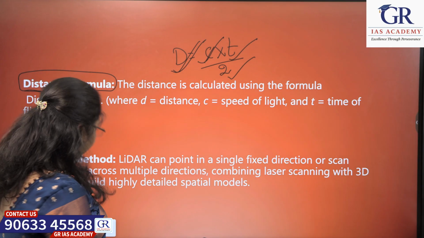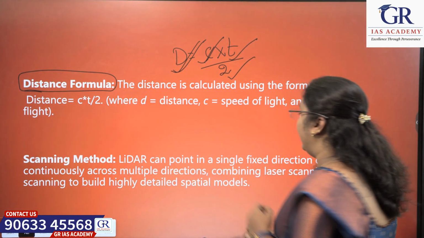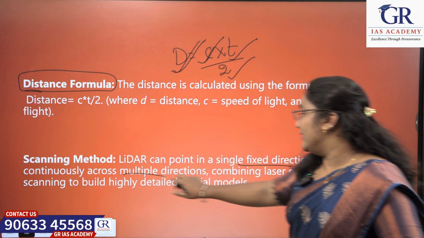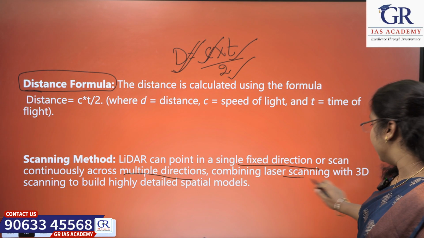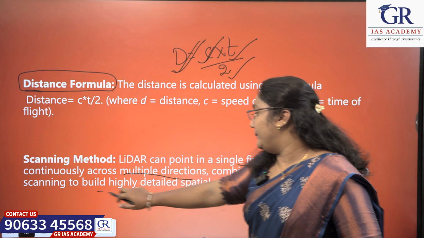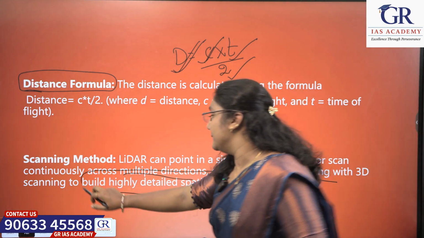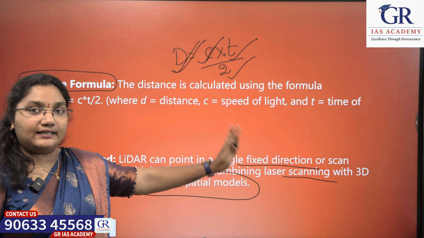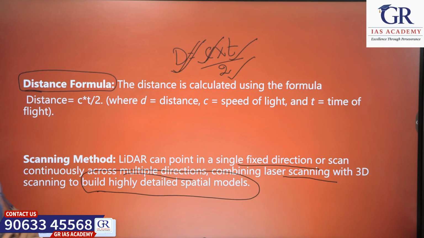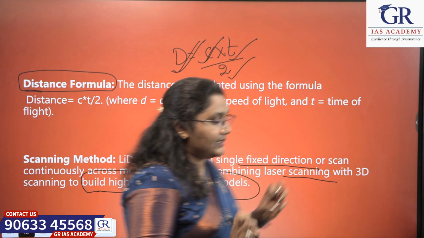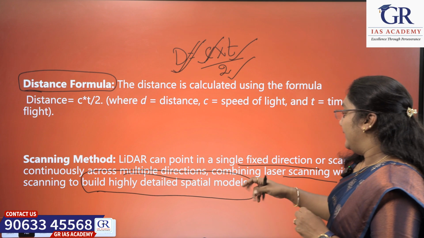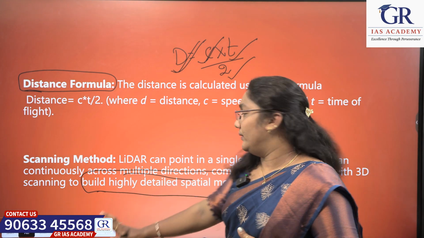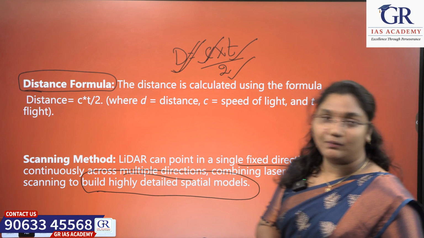Now the scanning method. LiDAR can point in a single fixed direction or scan continuously across multiple directions, combining laser scanning with 3D scanning to build highly detailed spatial models. In multiple directions it can scan continuously, and it combines all the laser scanning with 3D scanning to build a highly detailed spatial model.